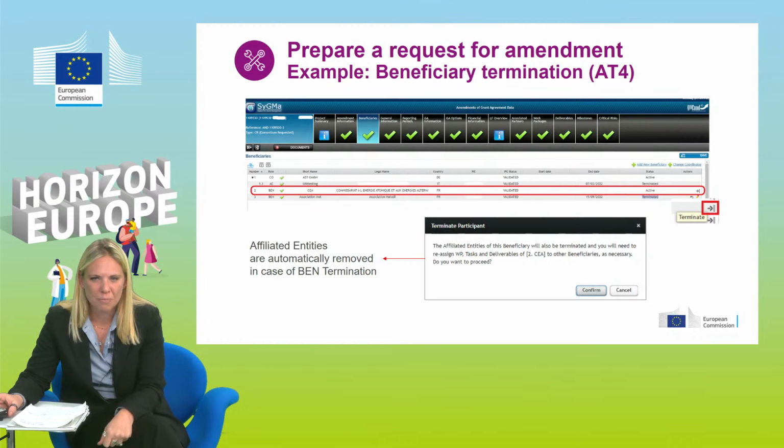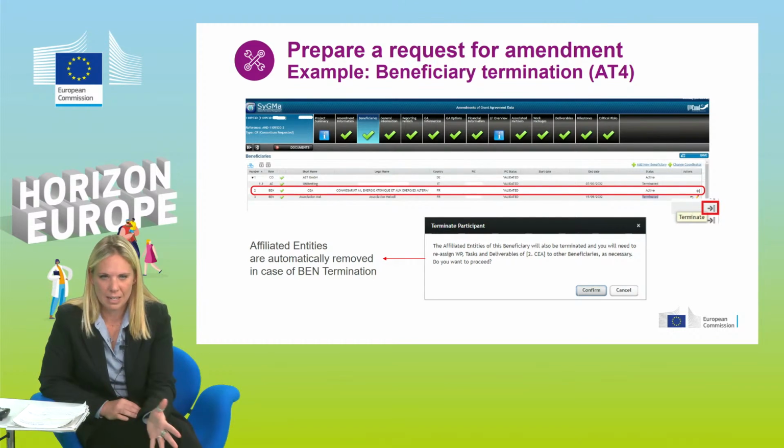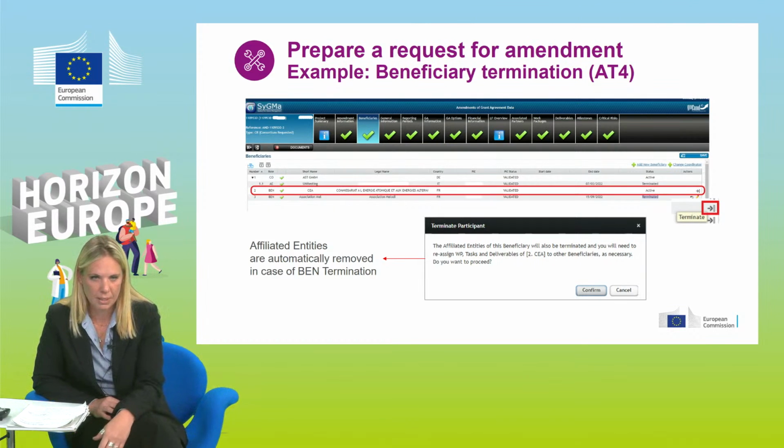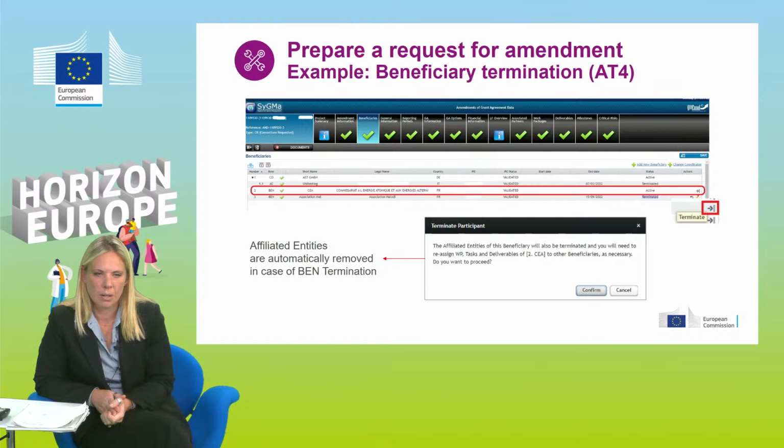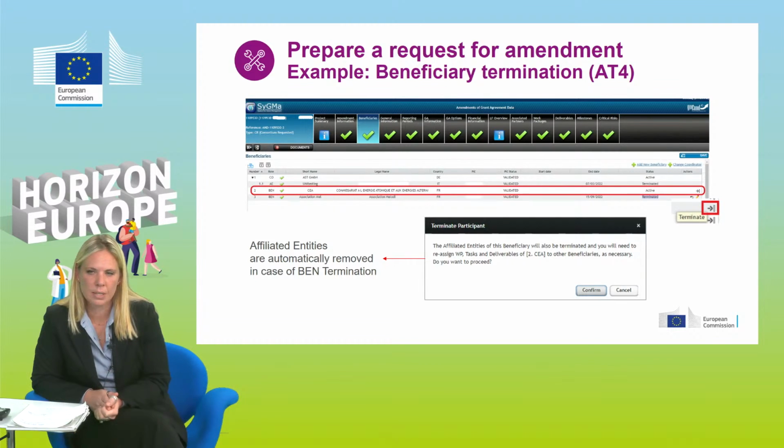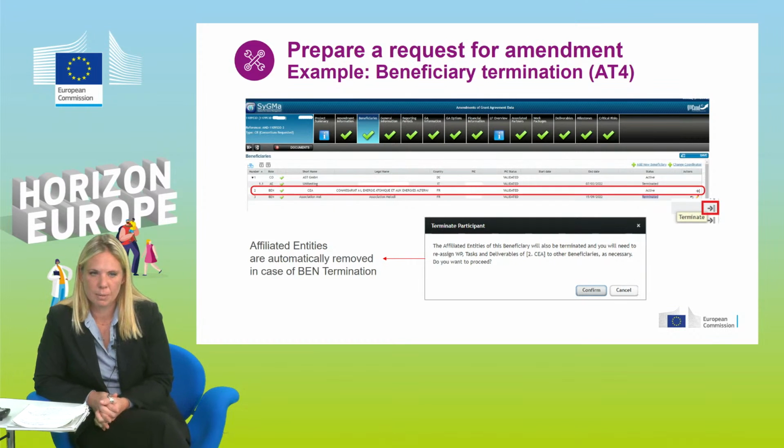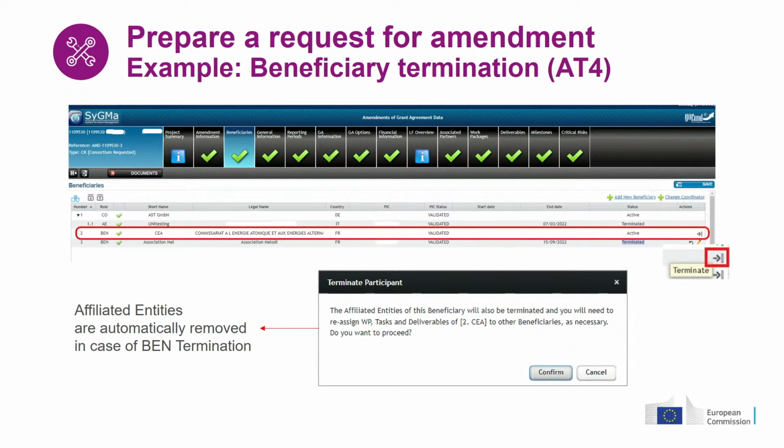Now let's move on with two practical examples. As Isabel anticipated, the beneficiary termination has been simplified. If, for any reason, one of the partners, of the participants to the project would like to terminate their participation, you select the beneficiary tab and the relevant beneficiary, and you will see a gray arrow. If you click on it, a confirmation message will appear, informing you that all affiliated entities, if any, of this beneficiary will also be terminated.